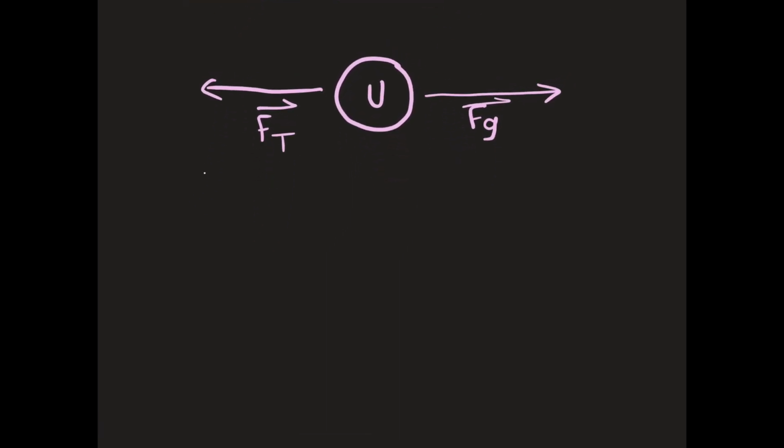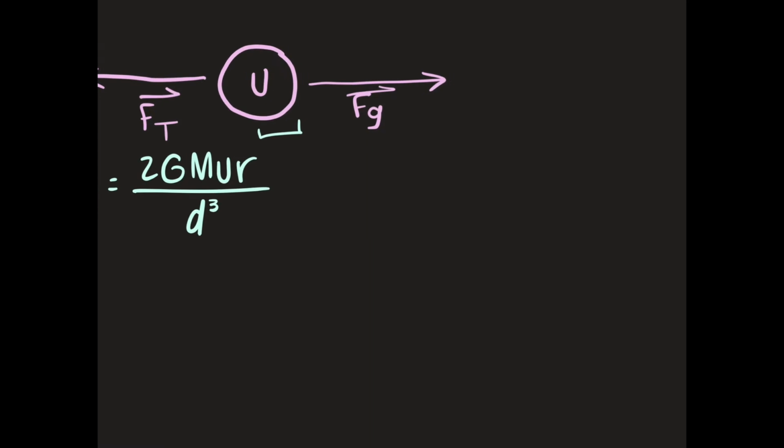We can set Ft equal to 2 times the gravitational constant times the mass of the larger object times u, which is the mass of the smaller object, times r, which is the radius of the smaller object, and we set this all equal to d to the power of 3, which is distance being the distance between the centers of both objects. And likewise, the force of gravity also has an equation according to Newtonian gravity. Fg is equal to the gravitational constant times the mass of the larger object times the mass of the smaller object over the radius squared of the smaller object again.